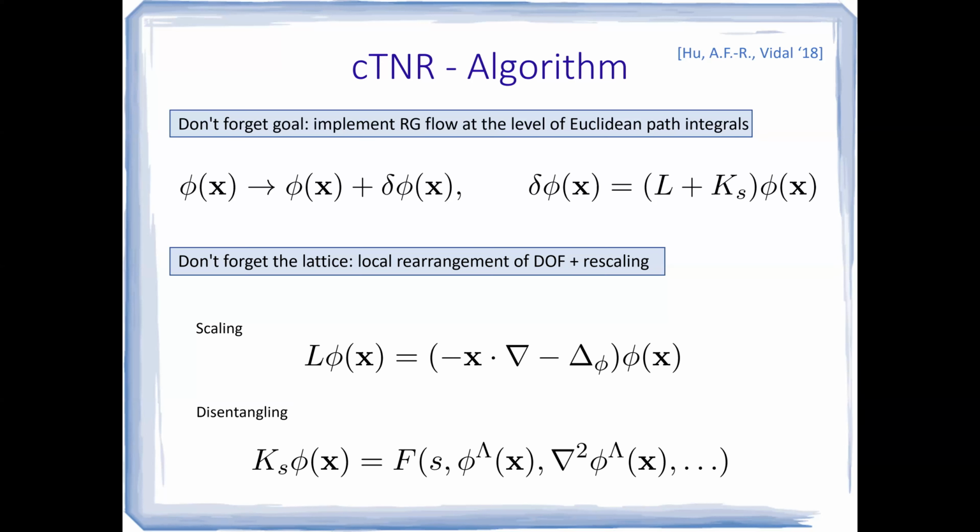And okay, so trying to retake the thread, we have defined just a transformation in the space of field configurations. For convenience and for easier analogy with the lattice, we have separated the contribution to this transformation that comes from scaling, trivially scaling the lattice, and the contribution which is going to be at the core of the algorithm, which is the disentangling. It does the actual identification of short distance correlations and removal of those, which is the analog of the local rearrangement of degrees of freedom that we had on the lattice.